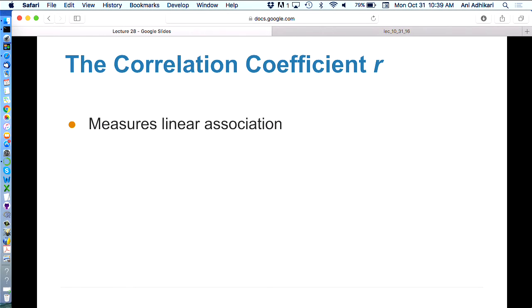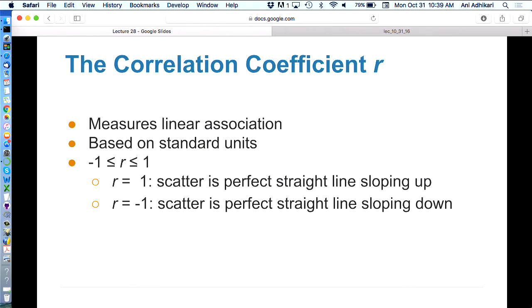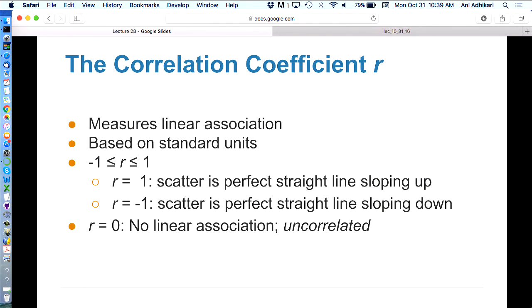This measures linear association. It's based on standard units, which is exactly what you'd want it to be. It is a number between -1 and +1. The maximum, R equals +1, the scatter diagram is a perfect straight line sloping upwards. The minimum, R equals -1, the scatter diagram is a perfect straight line sloping downwards. Notice that the sign is going to be the sign of the association, positive or negative. +1 and -1 are the extremes.